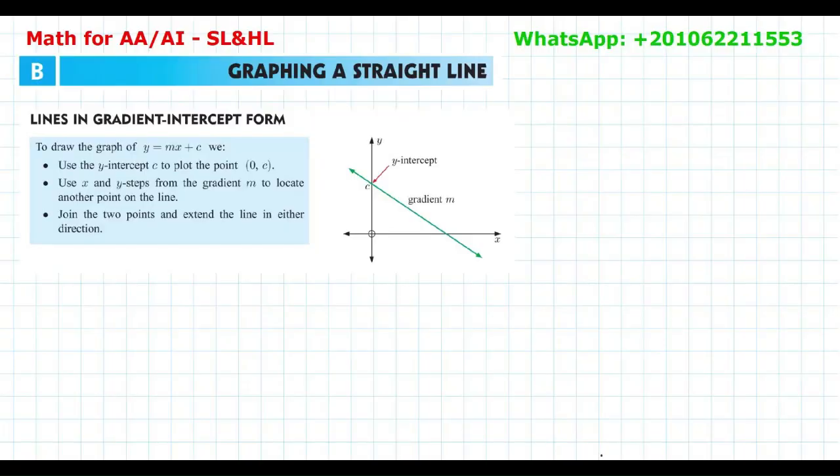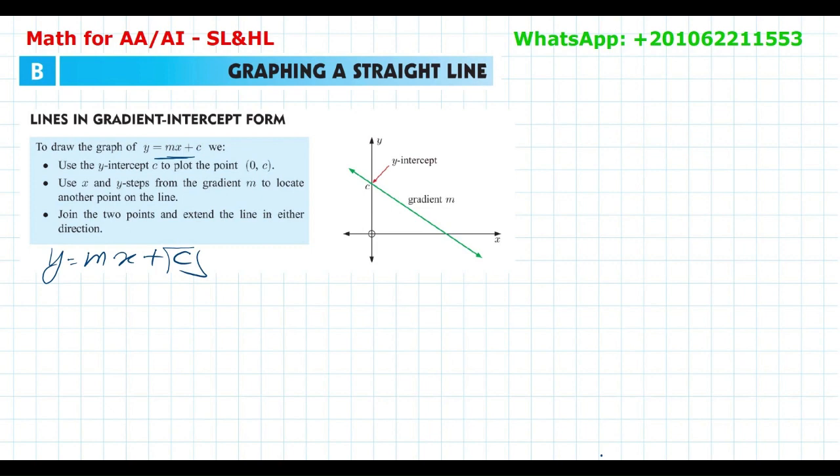First of all, how to graph a line, or linear equation, or linear function. We have more than one method. The first one, we can use lines in gradient-intercept form. Like if you have this equation, which is y equals mx plus c, you can first of all identify the y-intercept, which could be 2, could be positive or negative. Then c could be 2, negative 2, whatever.